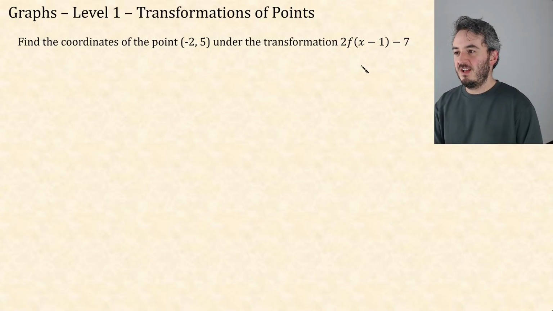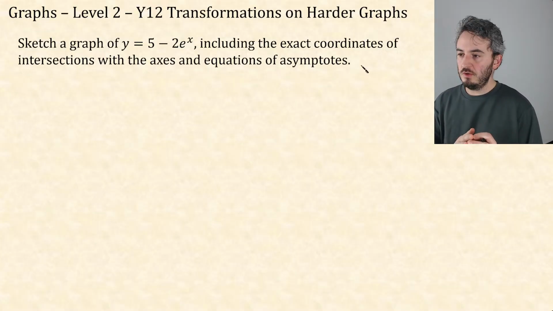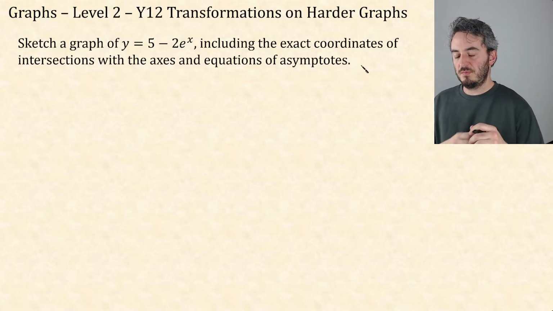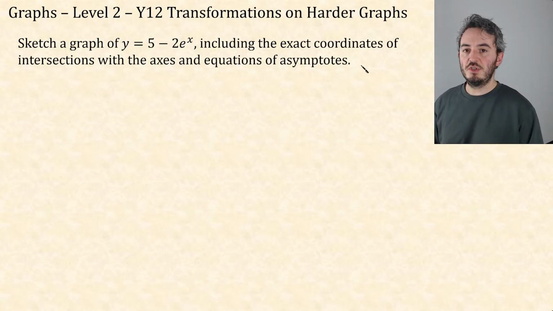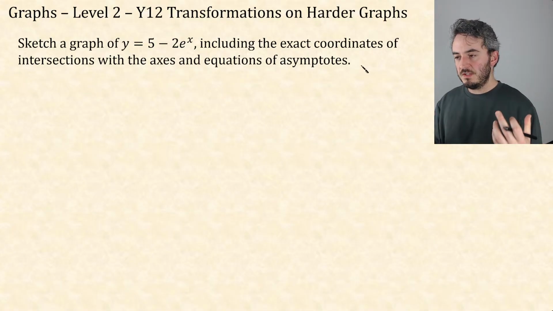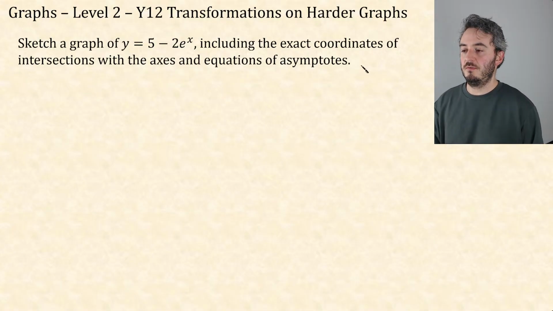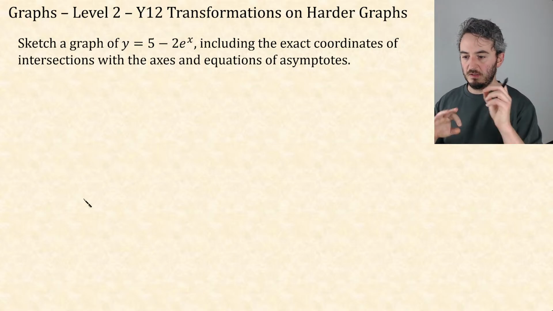Well done. Okay, level 2 here. I want to look at some year 12 transformations, but applied to more challenging graphs. Some of these are pushing into year 13 territory, but of course, e to the x is actually on the year 12 spec as well. So here's a question that is quite common: sketch a graph of 5 minus 2e to the x, including the exact coordinates of intersections with the axes and equations of asymptotes.